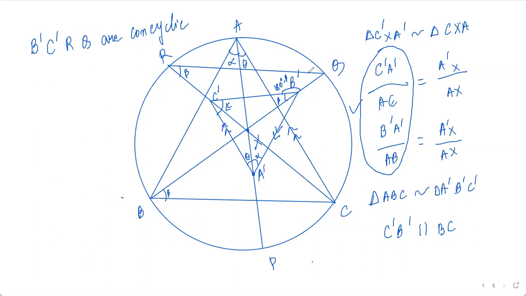And so B dash, C dash, R and Q is a cyclic quadrilateral, because opposite angles are summing to 180 degrees. Yes, that's correct. Does anyone have any question?